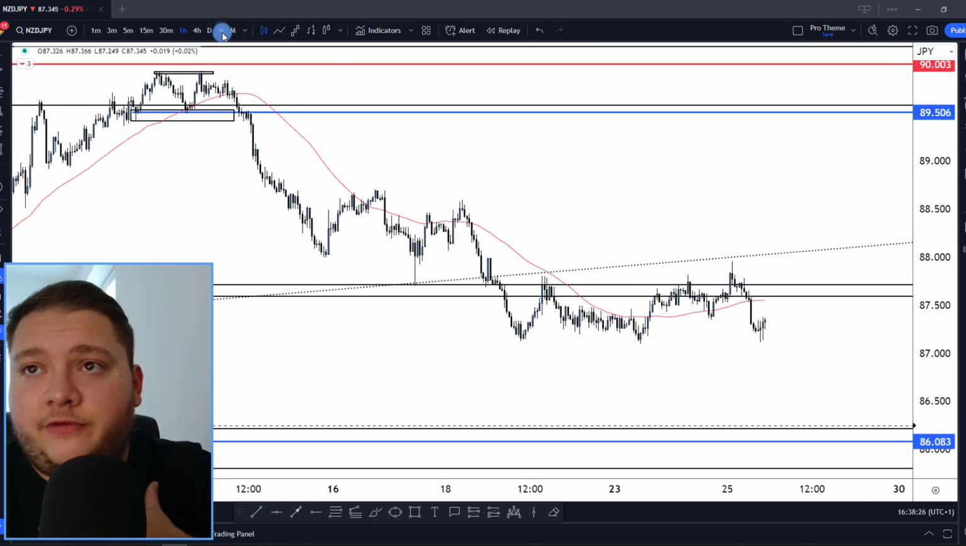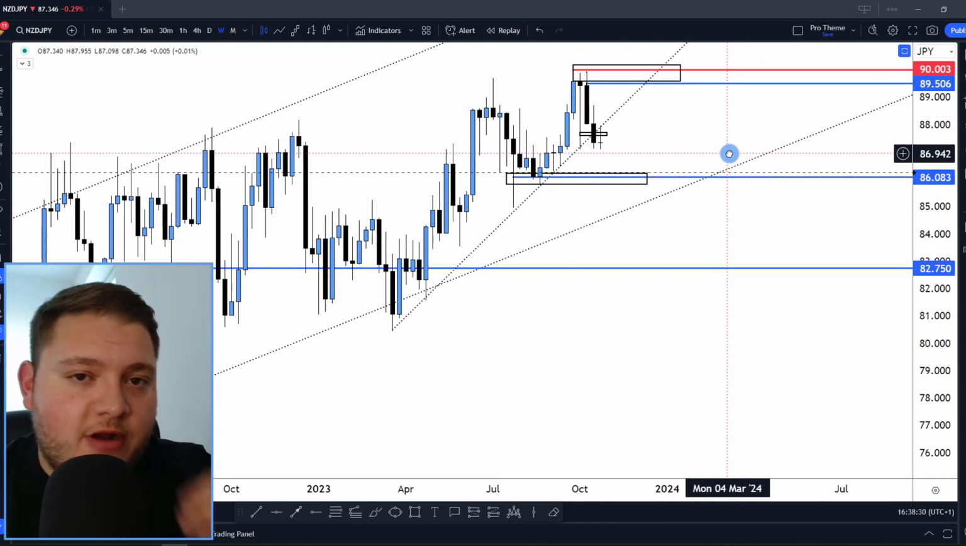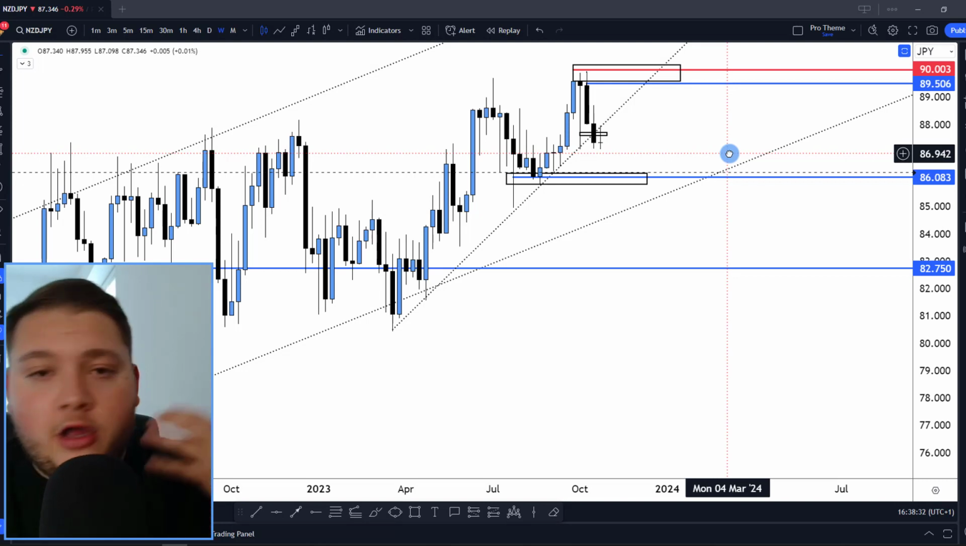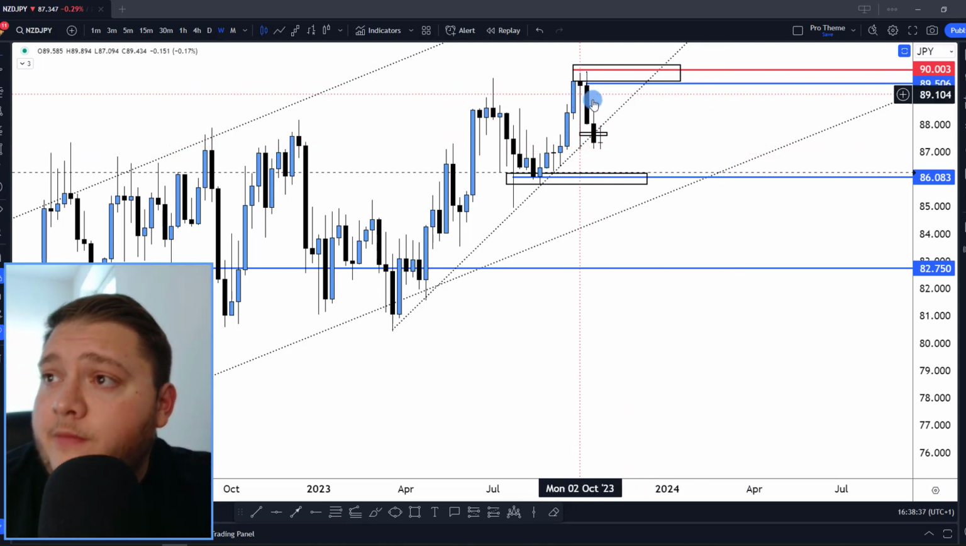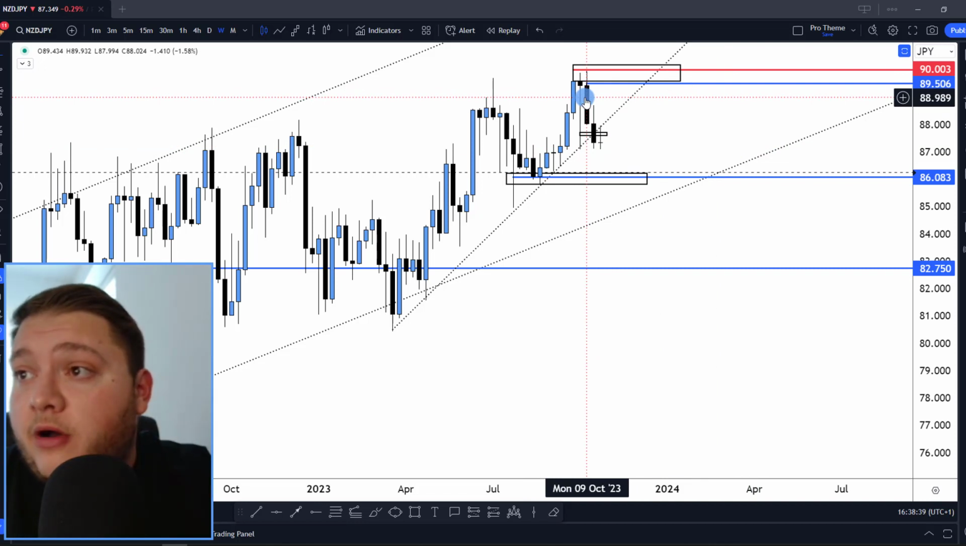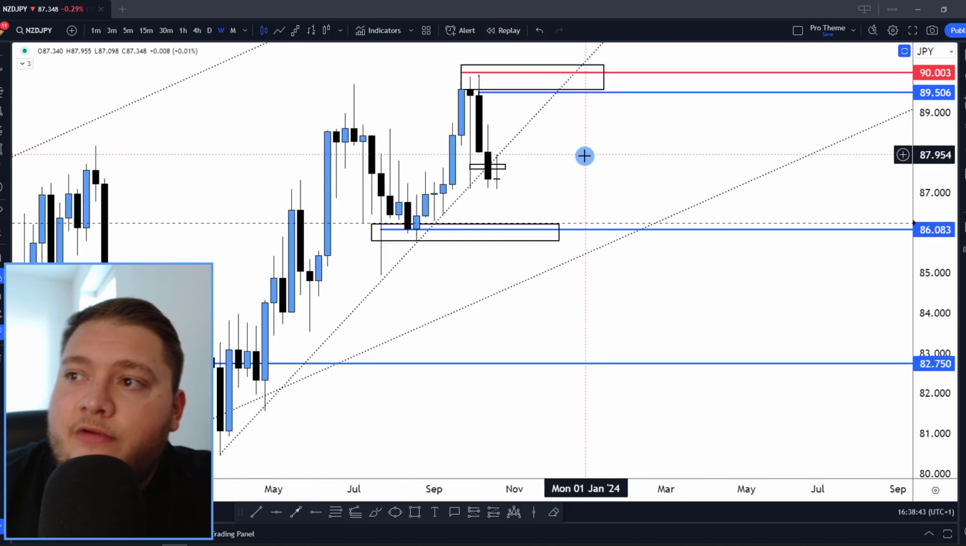So I like to follow the weekly in terms of path as well. I like to identify those higher time frame support and resistance levels because I believe that price is going to go from one to the other. So I'm believing at the moment in my head, my bias is that I think New Zealand yen is going to come down into this level of support.